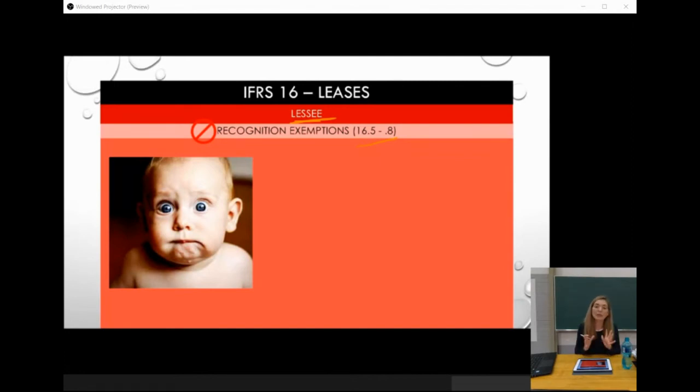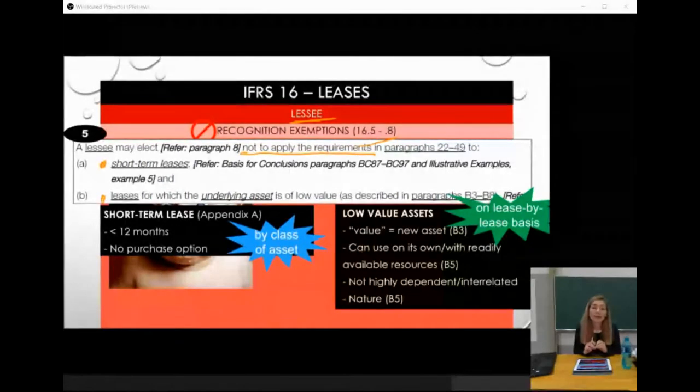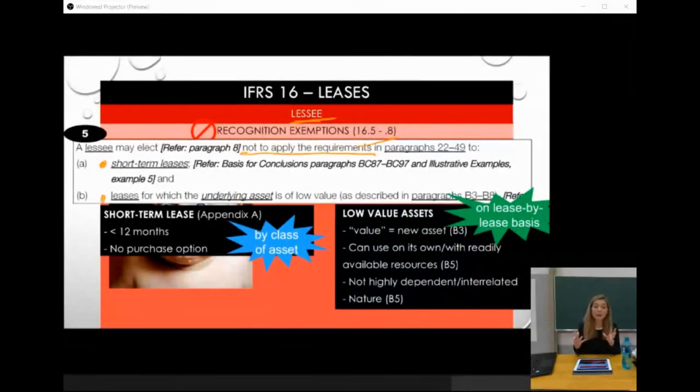So, for certain leases, we agree that it's actually not required. We don't require you to go into so much detail for these types of leases. So you as the lessee may choose to use the recognition exemption. What does the recognition exemption say? It says that for short-term leases and for leases for which the underlying asset is of low value, the lessee might choose not to apply the normal criteria for recognizing a lease liability and the right of use asset.